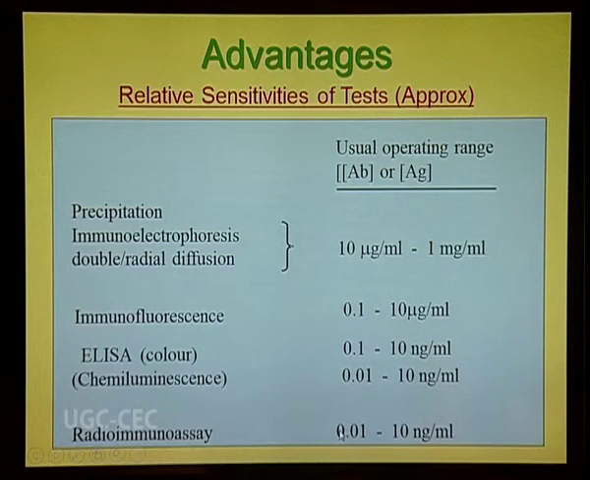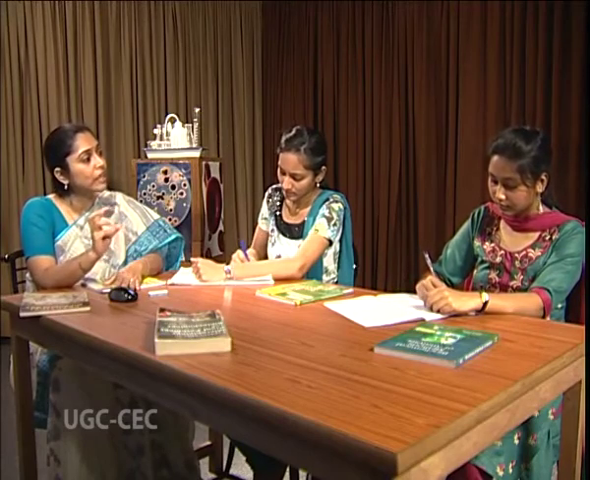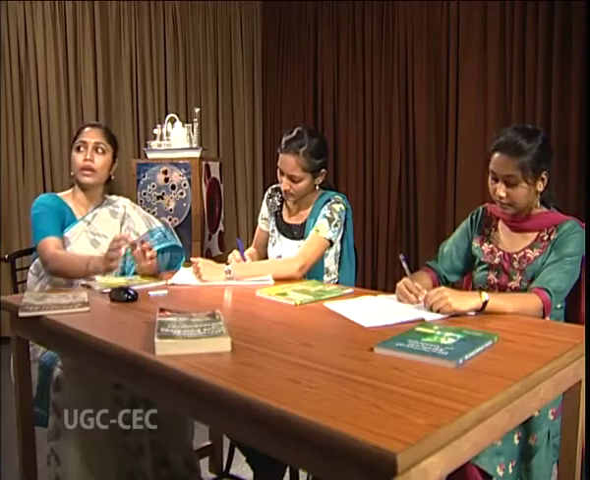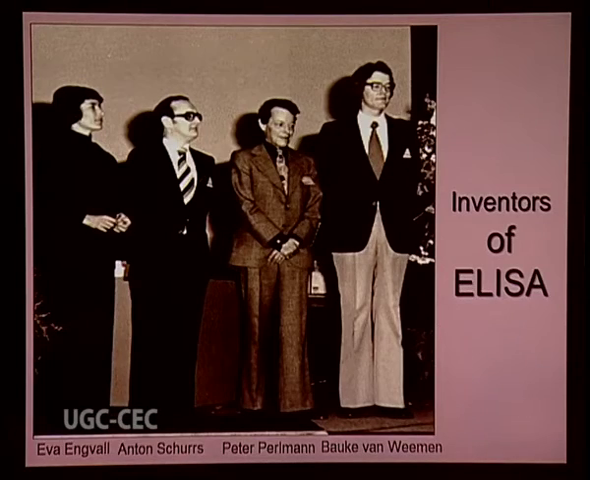Radioimmunoassay was the only immunoassay used for conducting different immunoassays before the invention of ELISA. But since radioimmunoassay involves the use of radioactive material, it is not recommended very often. So ELISA is becoming very popular since it is using enzymes instead of radioactivity. ELISA was discovered by Peter Perlman and his graduate student Eva Ingvall at Stockholm University in Sweden, and by Anton Schuurs and B.V. Wieman in the Netherlands at the same time in 1971.